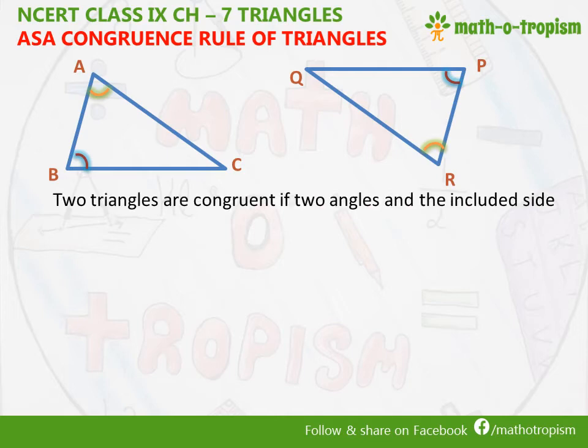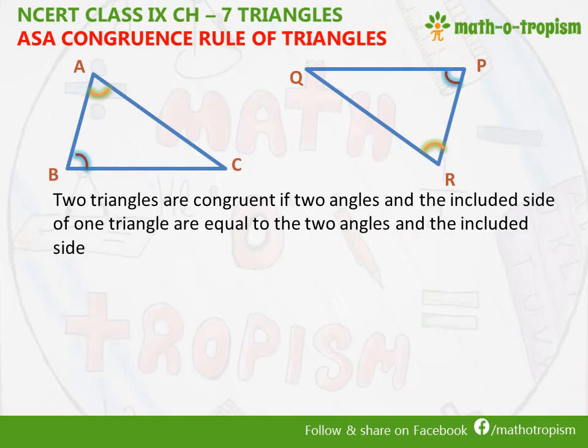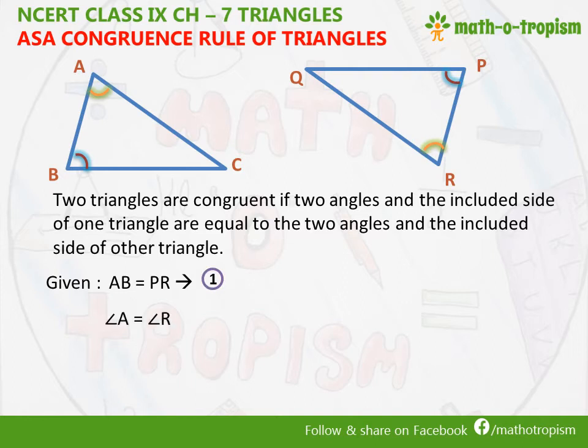Two triangles are congruent if the two angles and the included side of one triangle are equal to the two angles and the included side of the other triangle. As already mentioned, let us assume that given is AB is equal to PR, which we'll keep as equation 1. Angle A is equal to angle R, which we'll keep as equation 2. And finally angle B corresponds to angle P of the other triangle, which we'll keep as equation 3.